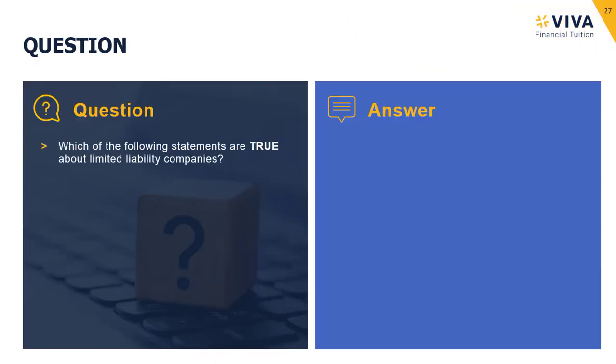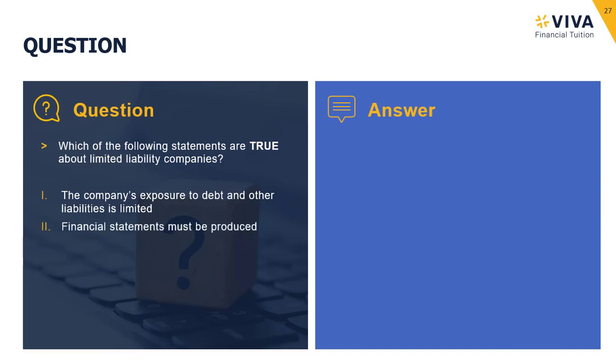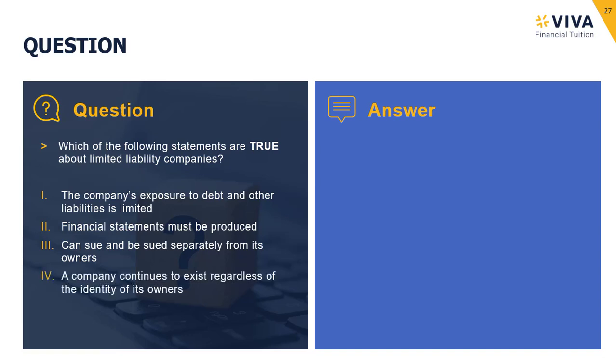We've got a question. Which of the following statements are true about limited liability companies? Number 1, company's exposure to debt and other liabilities is limited. 2, financial statements must be produced. 3, can sue and be sued separately from its owners. 4, company continues to exist regardless of the identity of its owners. It says which of the following statements are true, so there's going to be more than one.